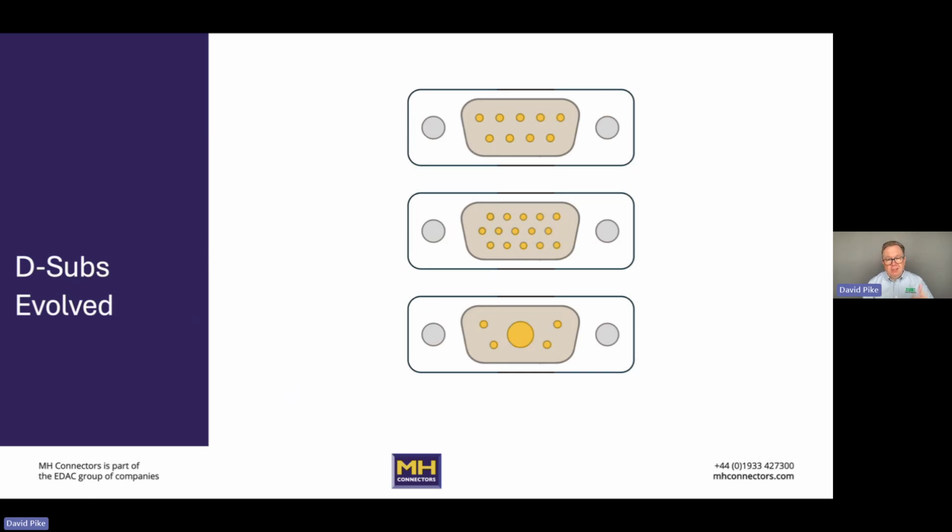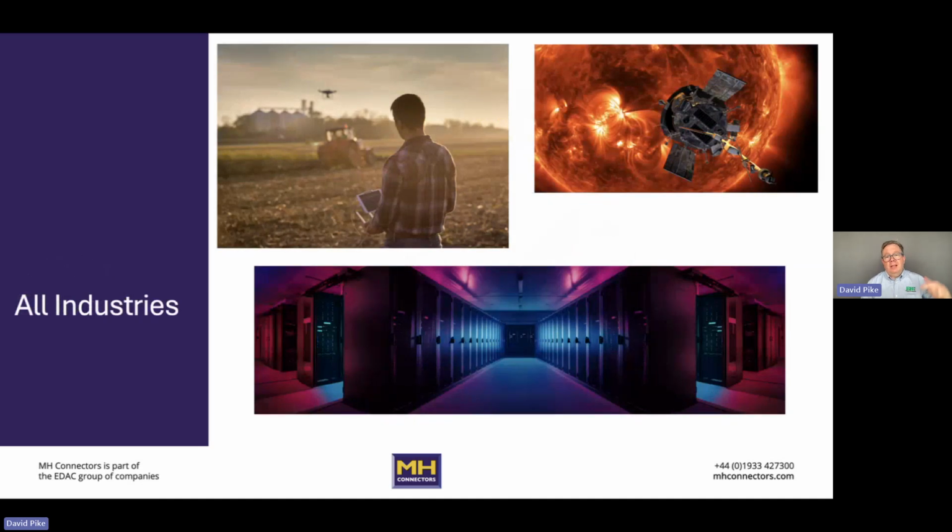So again, we have exactly the same shell size. This is a 9-way D shell, but we've got a different pin arrangement. We've got a combination of the standard signal pins with the large size 8 power pins. And there is an enormous variation across the range of D sub shells that allow this combination of different pins. As a result, they have been used in almost every industry that you can imagine.